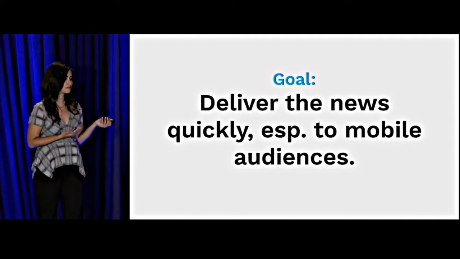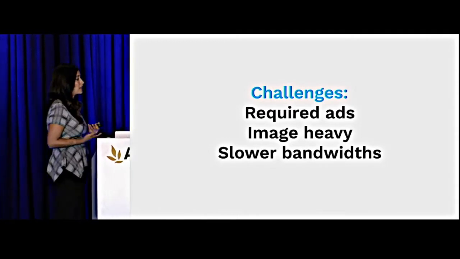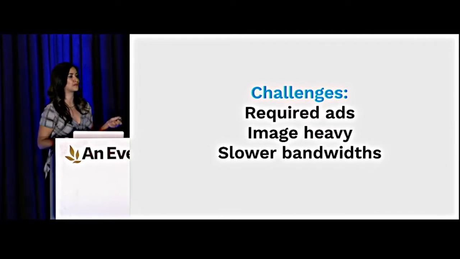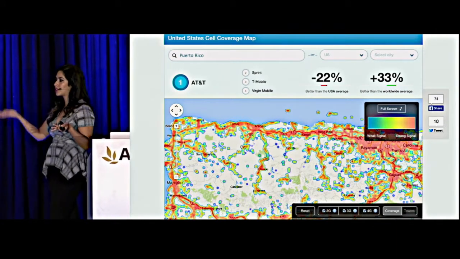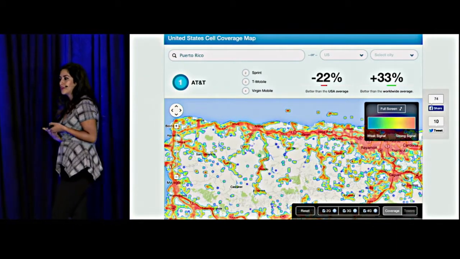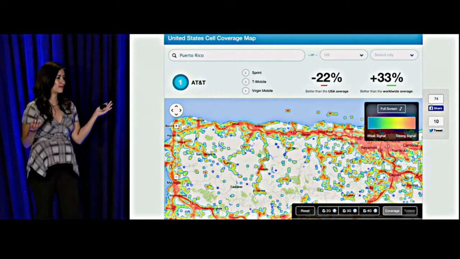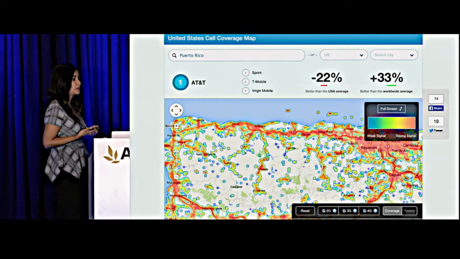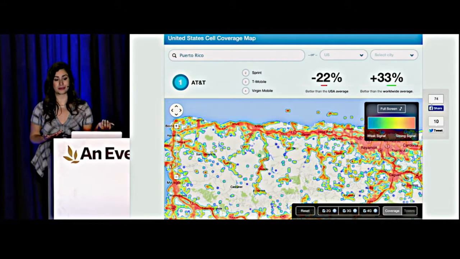they can't get online. But a lot of the required ads were a big challenge, and the site was going to be image heavy because they had this multimedia content that they wanted to show off. And we were also dealing with slower bandwidth speeds in Puerto Rico. So like I said, there could be a situation where someone is not getting a Wi-Fi signal, and there's a hurricane or a natural disaster, and they need to see, you know, what they can do. And they need to be able to see this on their phone quickly.